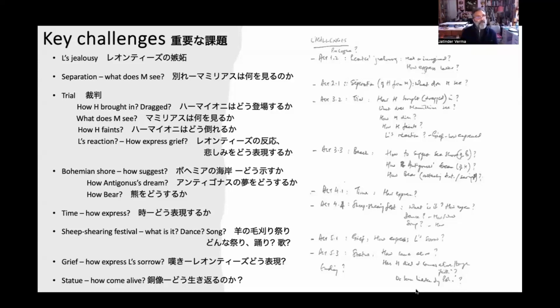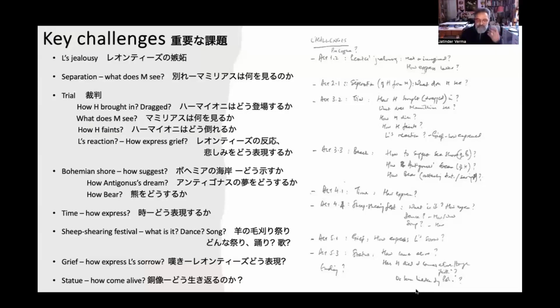Then this festival in Bohemia, the sheep shearing festival. What is a sheep shearing festival? How has it been done in England? Is it a dance? Is there a song? So again, these are questions which are helping me to think about the nature of that festival.